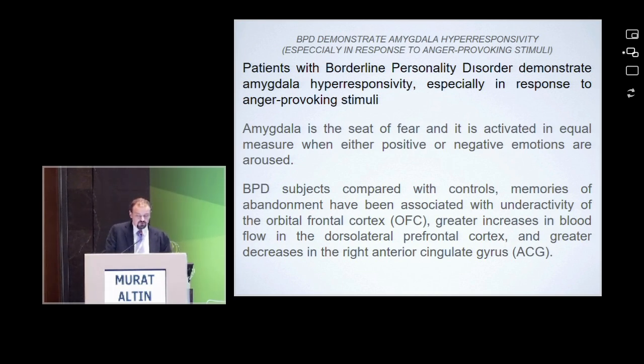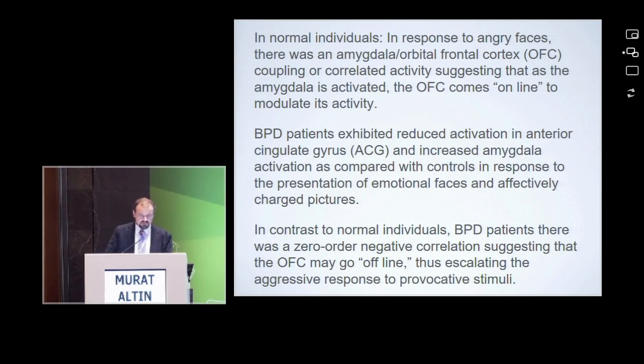In BPD subjects compared with controls, memories of abandonment have been associated with underactivity of the orbital frontal cortex, greater increases in blood flow in the dorsolateral prefrontal cortex, and greater decreases in the right anterior cingulate gyrus, ACG. In normal individuals, in response to angry faces, there was an amygdala-orbital frontal cortex coupling, or correlated activity, suggesting that as the amygdala is activated and the OFC comes online to modulate its activity, it provides the balance.